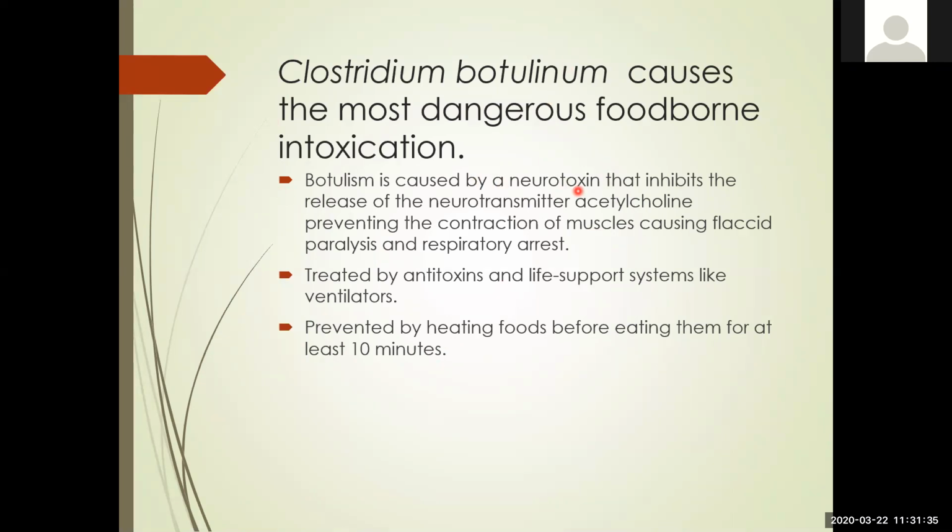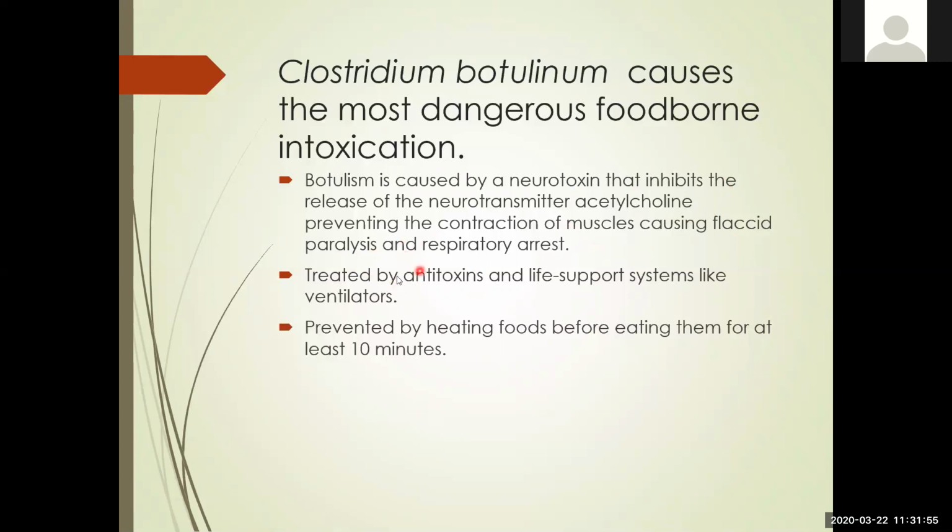And everybody who is in my Bio 201 class knows this a little bit, but I'm going to go into it in more detail. Basically, if you get this, you're going to have flaccid paralysis. And after flaccid paralysis, the extreme part is where you cannot breathe, and so you die of asphyxiation.